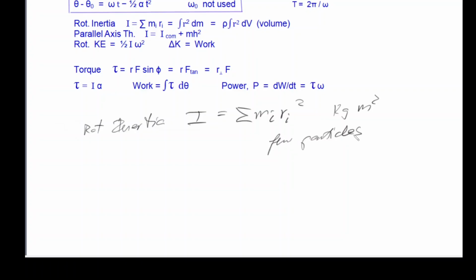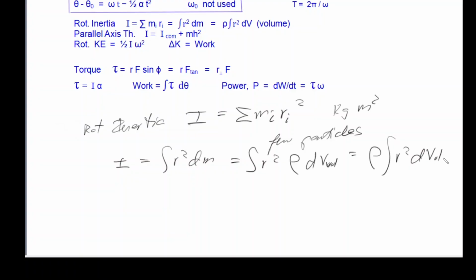But if you have many particles, then we will use the equation I is equal to the integral of r squared dm, which is equal to the integral of r squared times density times dV, which becomes, since density is a constant, density times the integral of r squared dV. And if you recall in the previous video, we did use the density a lot.